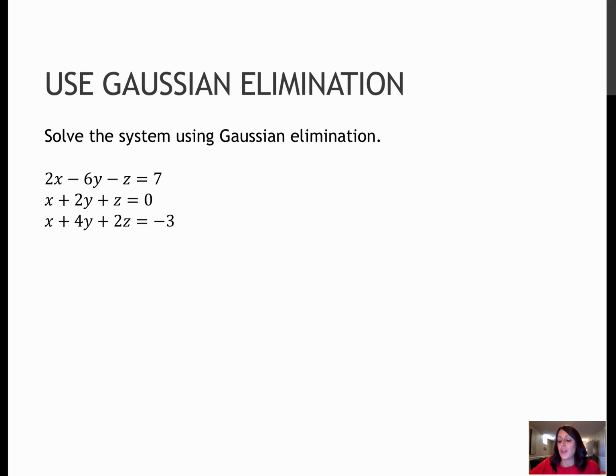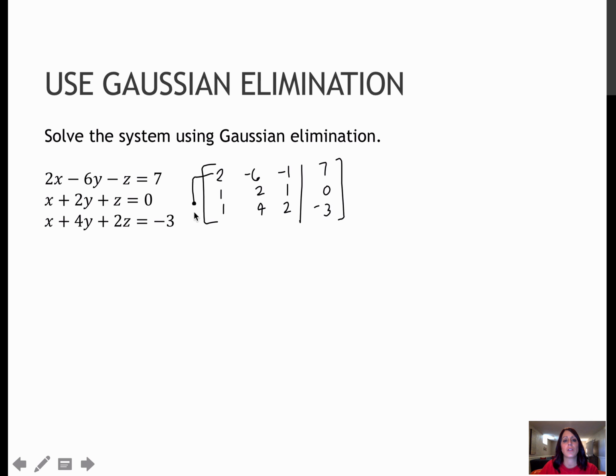Let's try this one together. This is a three variable system. We will start, of course, by writing this in augmented matrix form. And I really want that very first term, that leading number, to be a 1. And so I'm going to do a little bit of rearranging.